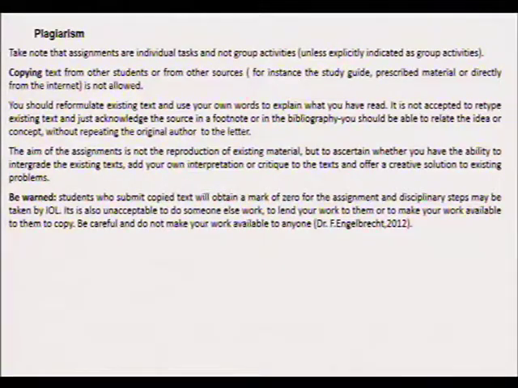Now, there's one of the most important subjects that I want us to look at when it comes to assignments. When you are writing your assignments, I want us to look at what we call plagiarism.